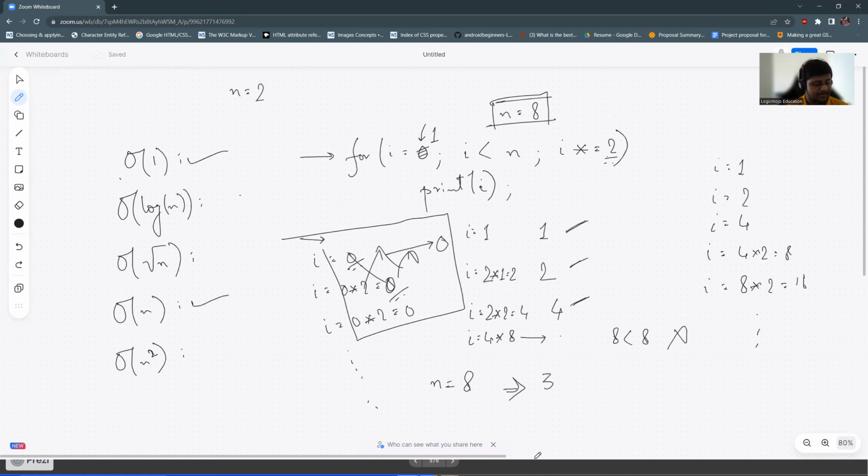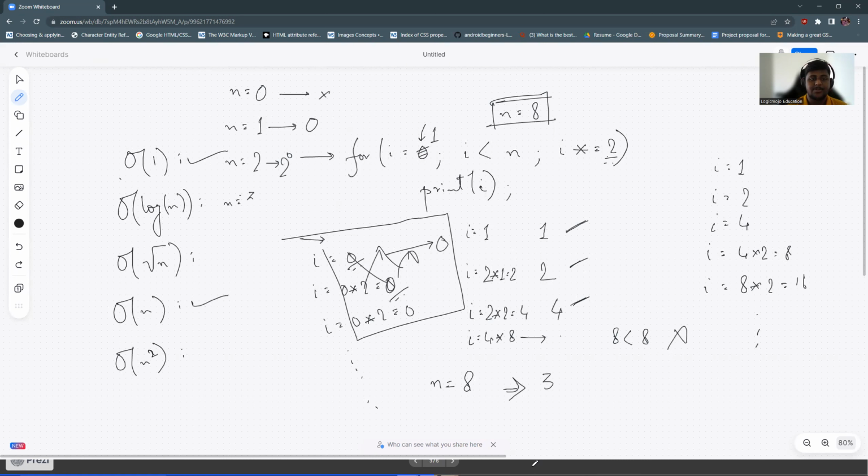So if n is equal to 0, this should not run any times, right? For n is equal to 1, i is equal to 1, 1 is less than 1. It should run 0 times, right? Because 1 is less than 1 is also not mathematically correct. For n is equal to 2, it should run 1 time. 1 is basically 2 to the power 0.